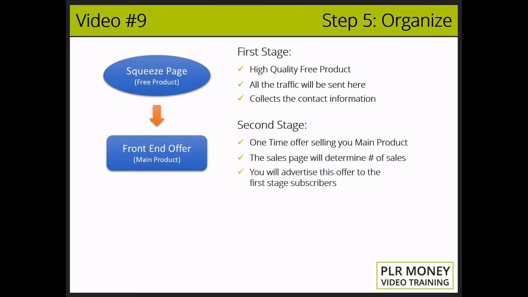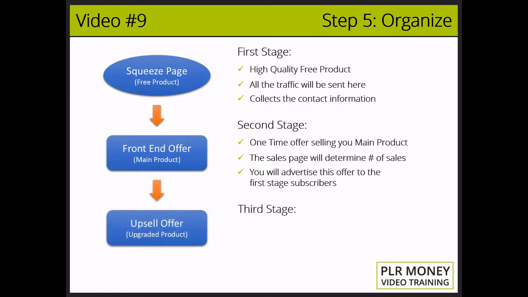Another vital component that a high-quality PLR product will deliver to you is a set of pre-written emails that you can plug into your autoresponder series to advertise your main product to the subscribers who have decided to opt in for the free product but didn't buy the main product. The third stage.